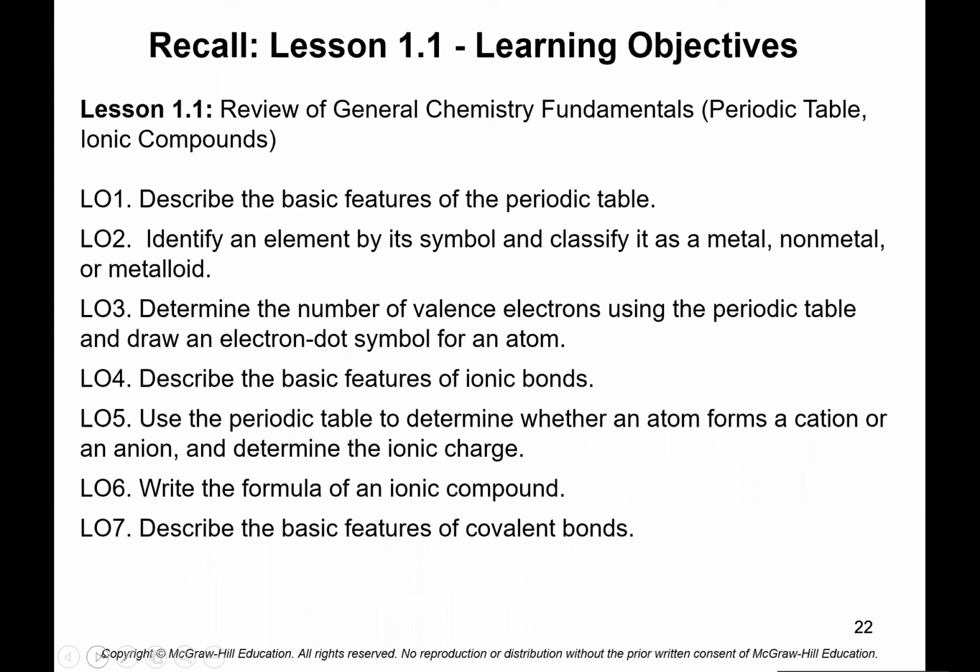are going to be most relevant today is going to be how to determine the number of valence electrons, because we need to be concerned with valence electrons when we're talking about bonding. And then you also need to be able to draw electron dot symbols. So those two things that we learned last time, we are going to use extensively today.